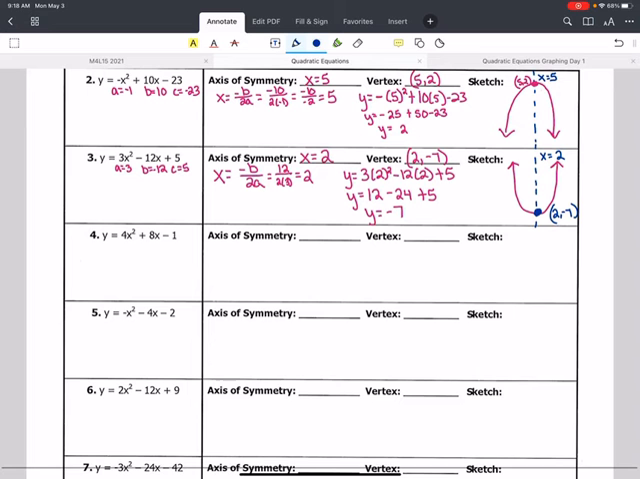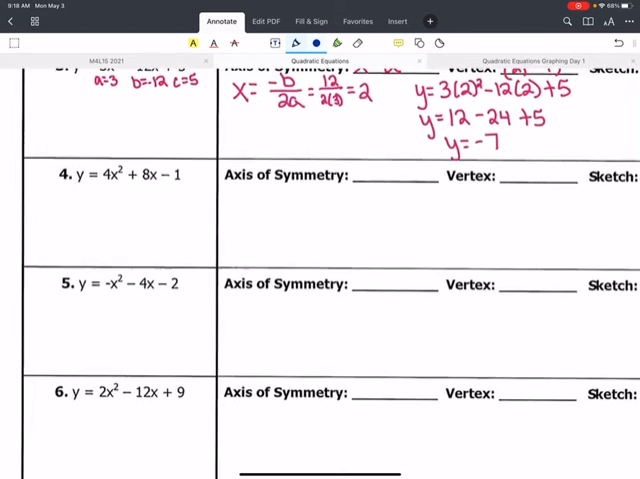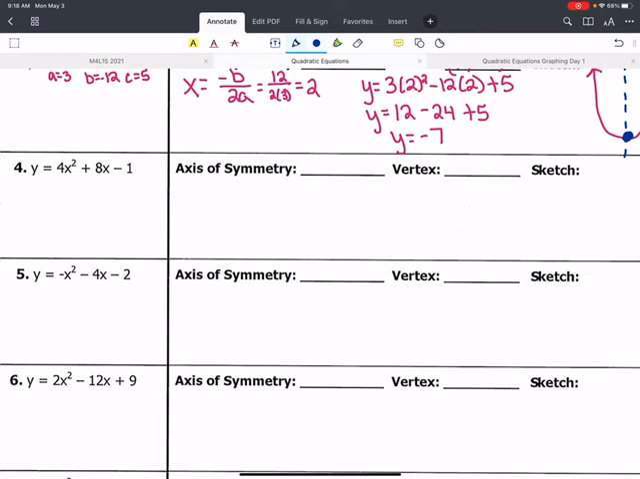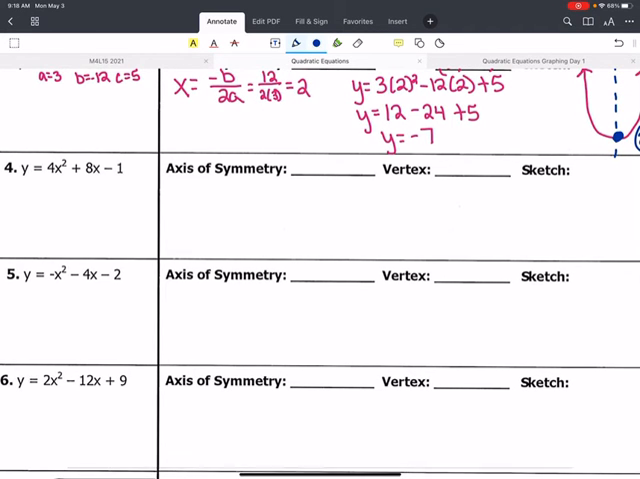And we're not going to do the rest of these examples, except we're going to very quickly go through and say if it opens up or down. So number 4, positive leading coefficient of 4. So this would open up. Number 5, the negative leading coefficient, negative 1, would open down.